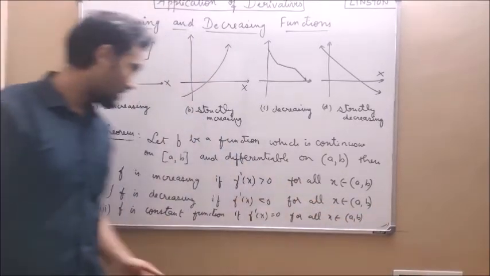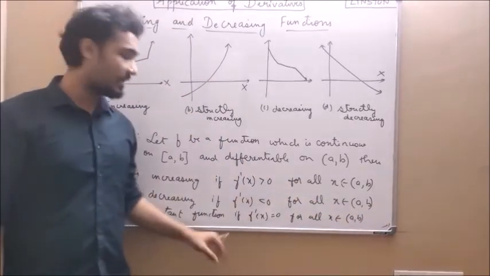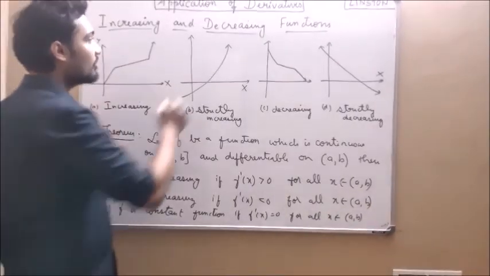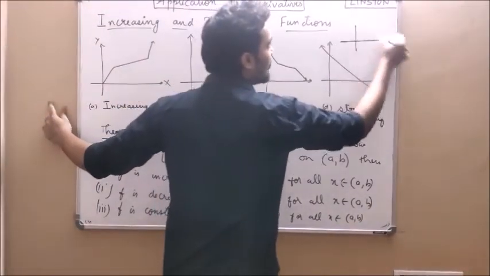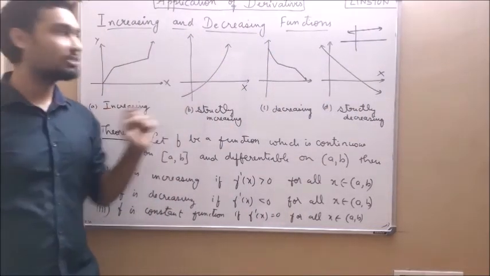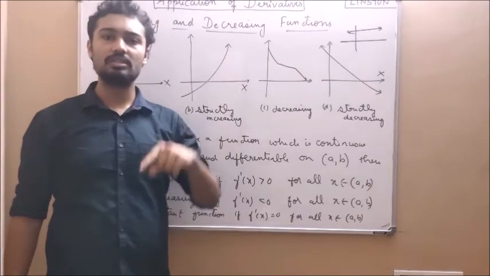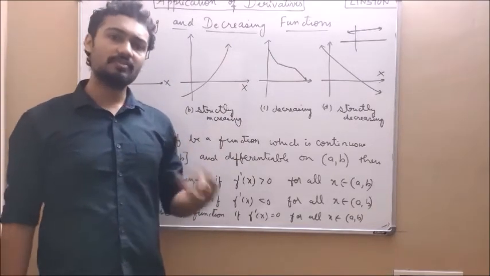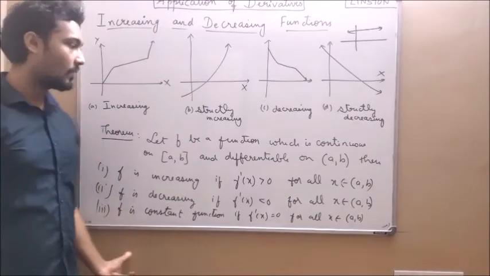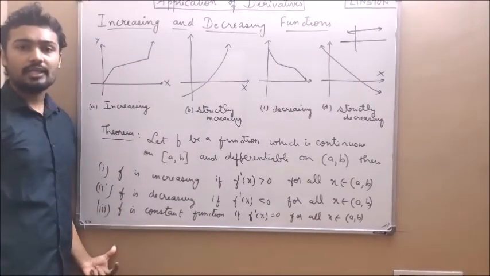belongs to a, b. Next, if the function is constant, f dash of x equals 0 for all x belongs to a, b. So for example, if the function is like this, if the function is constant, it has no change, so it does not change, remains constant, and therefore its rate of change is 0. So all these points you need to consider. So pause the video and take note.